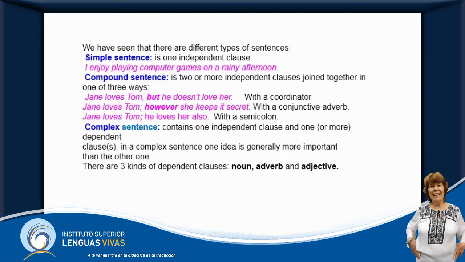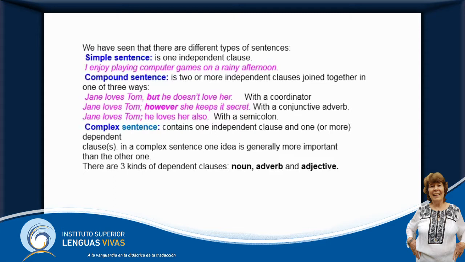You have compound sentences, which we have seen also, and they are two or more independent clauses joined together in one of three ways. You can join them with a coordinator, as for example, John loves Tom, but he doesn't love her. You have a conjunctive adverb, which is Jane loves Tom, however, she keeps it a secret. And then you can join two ideas into a same sentence with a semicolon. For example, Jane loves Tom, but he loves her also.